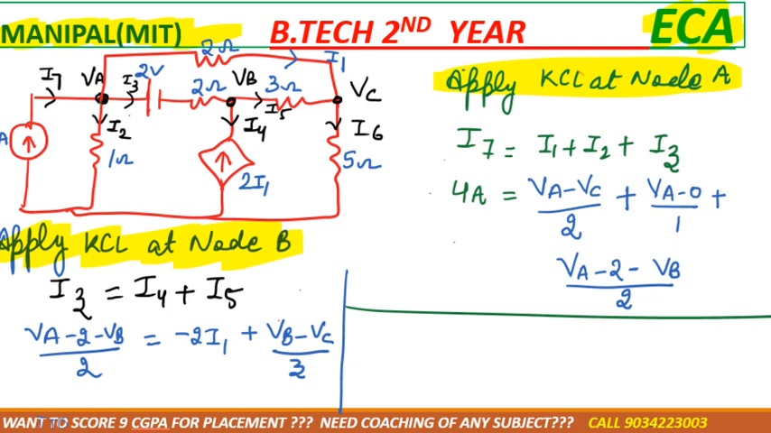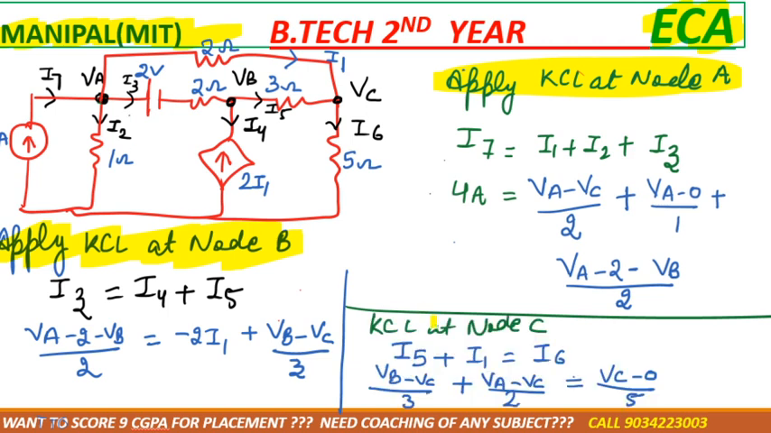So this is the KCL equation at node C, right? But we have to make one more equation. No, we don't need to make one more equation. I1 is already there, so wherever the value of I1 appears, you need to substitute it. Like I1 is VA minus VC by 2. After substituting the value of I1 in terms of VA and VC, we'll have three variables and three equations. One of the variables is VA, then VB, then VC, right? Understood?